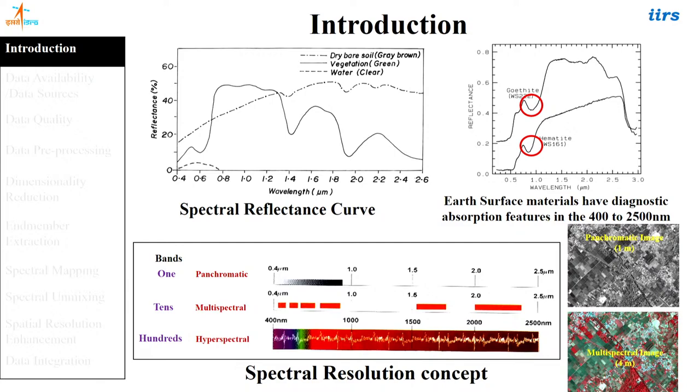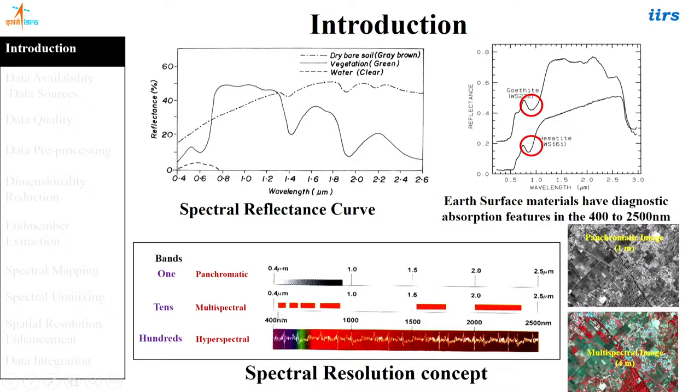And suppose you have to identify a particular material, or even different minerals. Here you can see the spectra of two minerals, hematite and goethite. If you have to identify these two minerals, these particular absorption features can be detected. Normally earth surface materials have diagnostic absorption features in the visible to reflected infrared range. So on the basis of spectral resolution, your data sets are categorized into three major categories: panchromatic, multispectral, and hyperspectral. Panchromatic is a single band ranging in visible to near infrared or only the visible range.